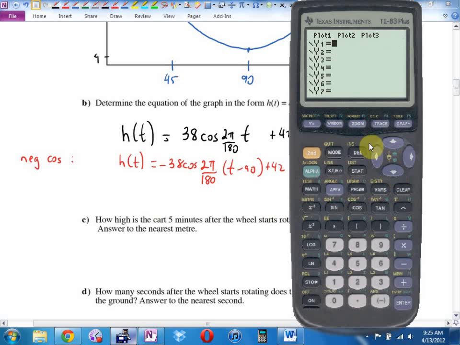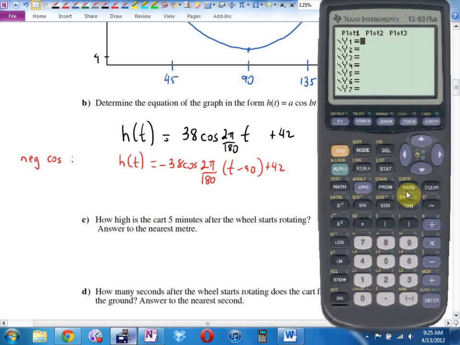And we will go 38 cos of 2 pi x over 180, close bracket, plus 42. Enter.